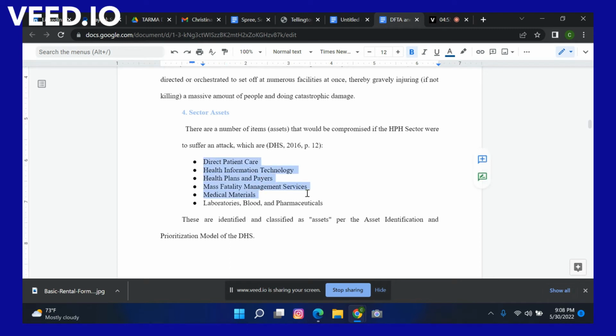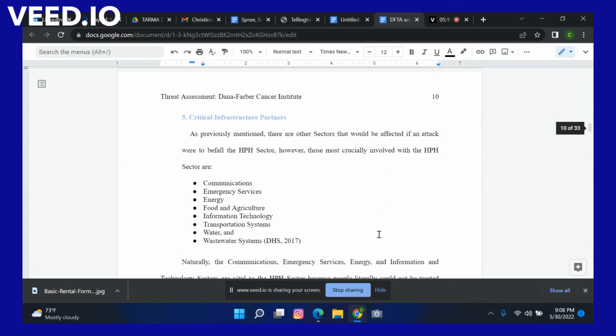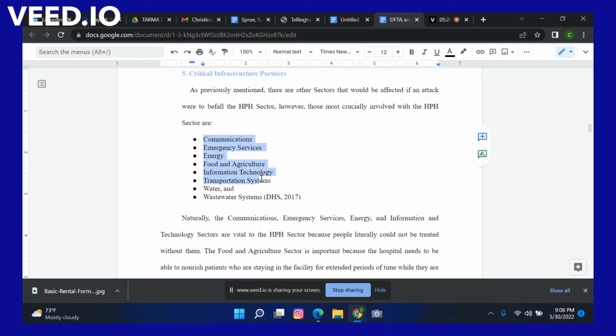Sector assets. So other things that would be compromised if this sector were to suffer an attack. Now, this is not the same as the partners. These are directly related to the primary. Okay. And these are the partners. That's what I was talking about. These are very, very seriously involved with the HVH sector. So if the HVH sector or an asset in it were to come under attack, these would be directly impacted.